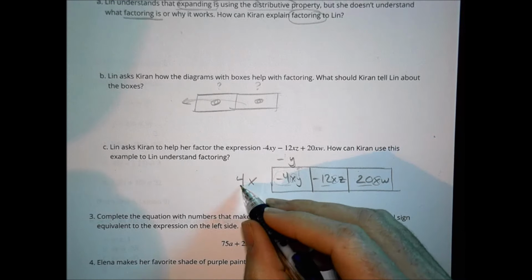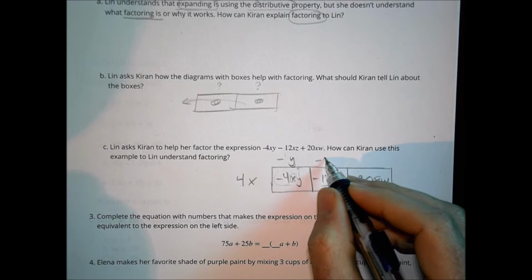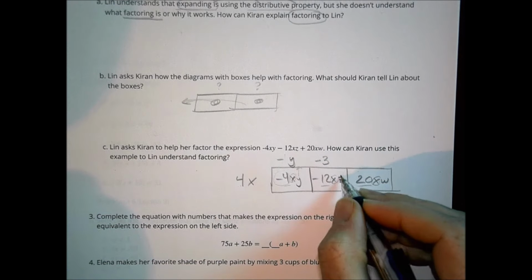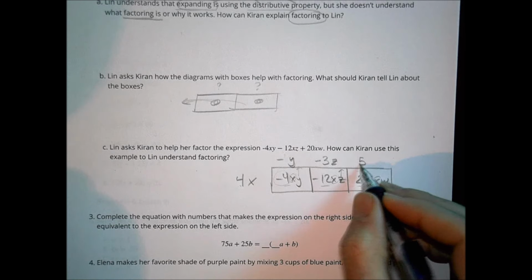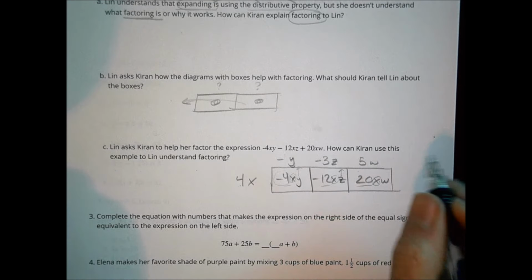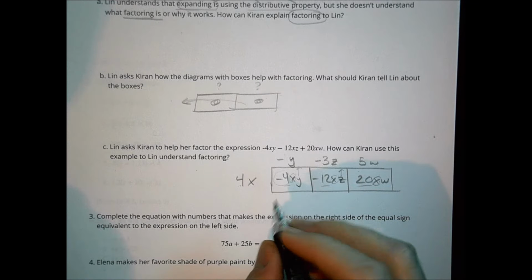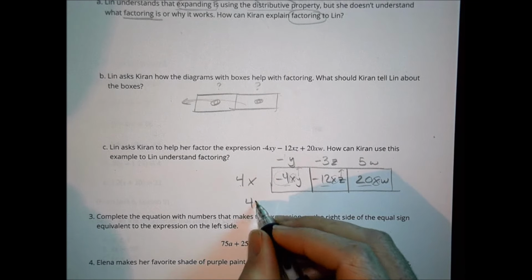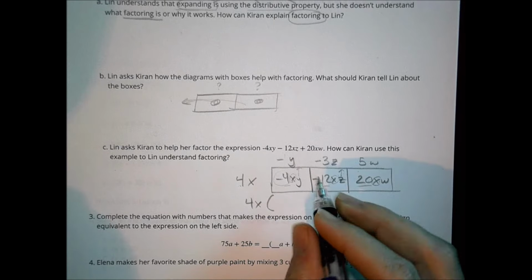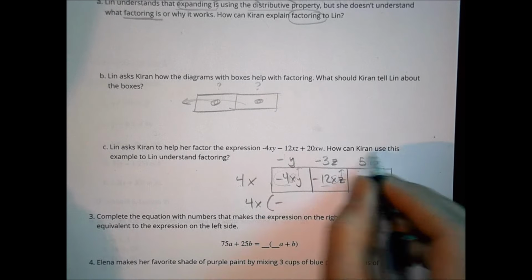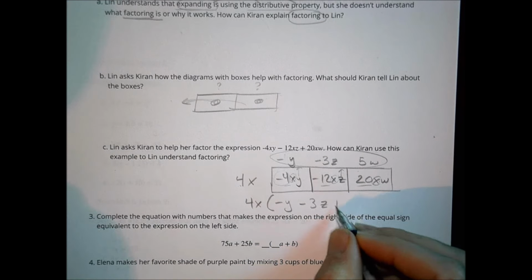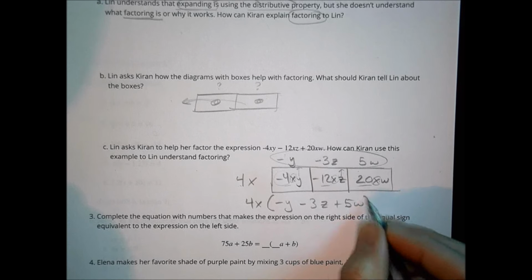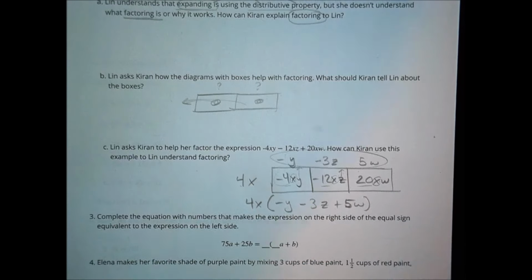All right, 4 times what number gives you -12? We would say -3. We already took the x out, so I still have a z right there. And then 4 times 5 gets you to 20. We already took the x out, so we're left with a w there. So if she was to rewrite this in factored form, we'd put the 4x on the outside of the parentheses, and on the inside we would say we have -y minus 3z plus 5w. And those all go together like so. Okay, and that's the idea. Okay, this next one.